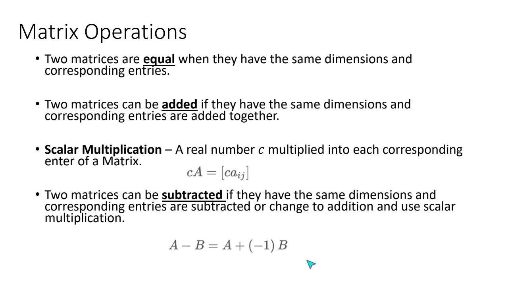Okay, we are also going to review scalar multiplication. What that means is we can multiply a real number, a constant, to a matrix. And then we're also going to subtract two matrices. Again, for us to subtract two matrices, we have to have the same dimensions, and we're going to subtract the corresponding entries in each of the matrices. So let's go ahead and get started with the examples.